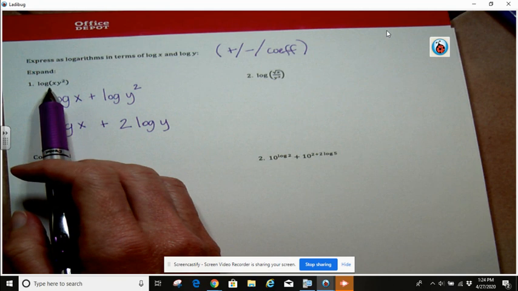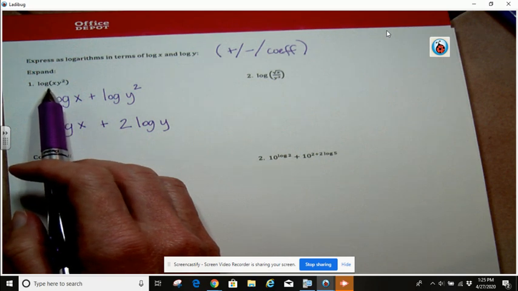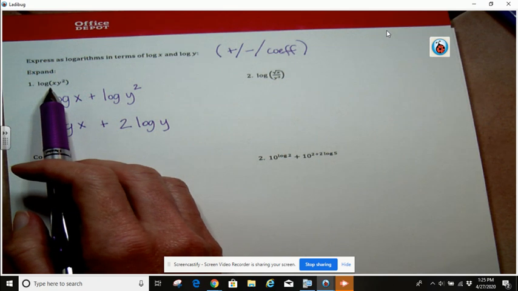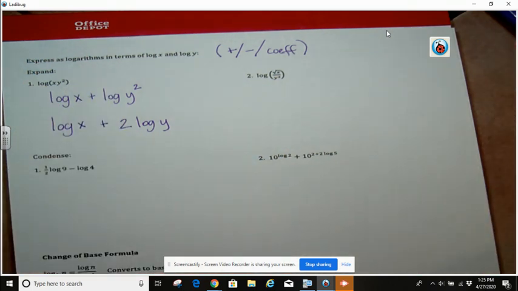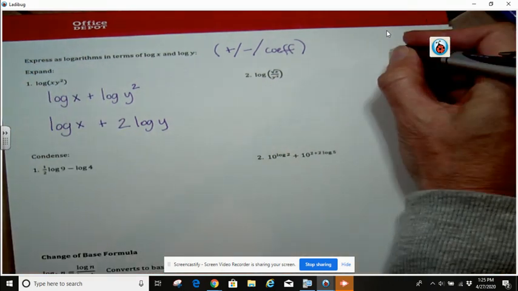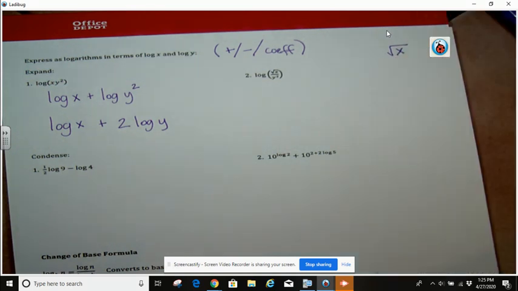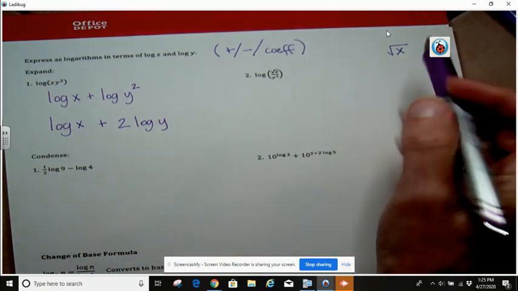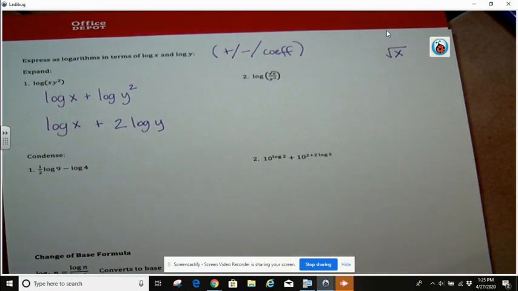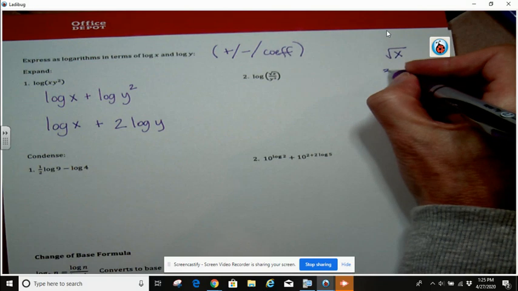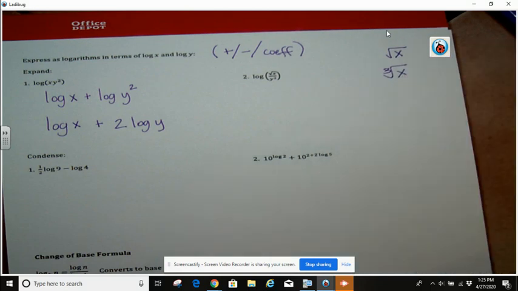So there are two commonly used logs, and when you don't see the base written, that's referred to as the common log, and it's understood that the base is 10. It's kind of like if you see a radical, we understand that that's a square root. There doesn't need to be a little 2 written as an index. If it weren't, we would see the index written. So if it were a cube root, then I would see that index written.